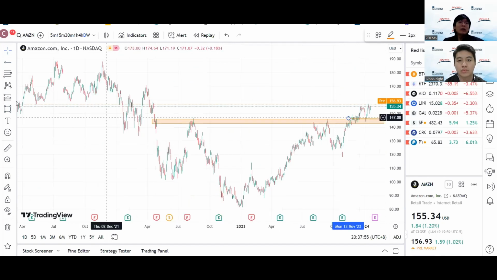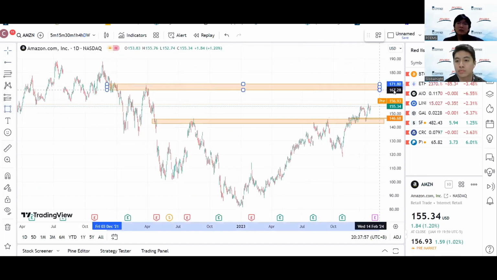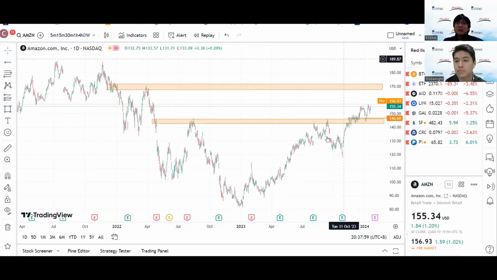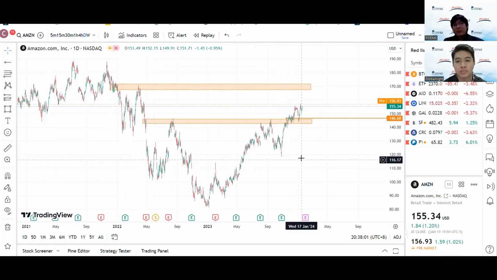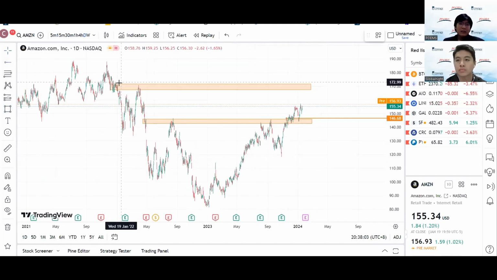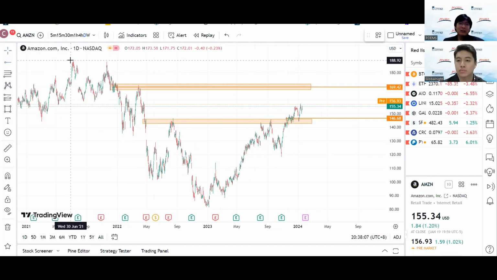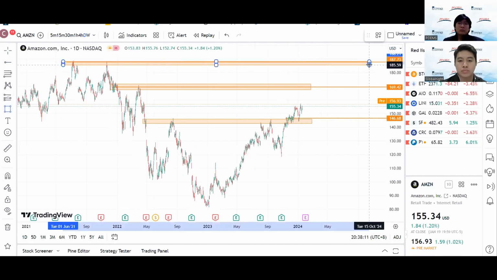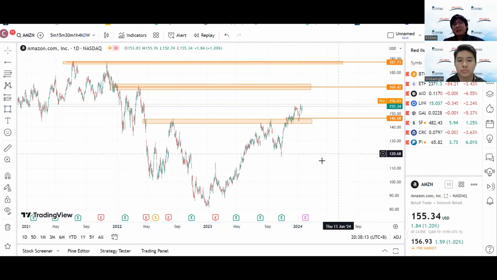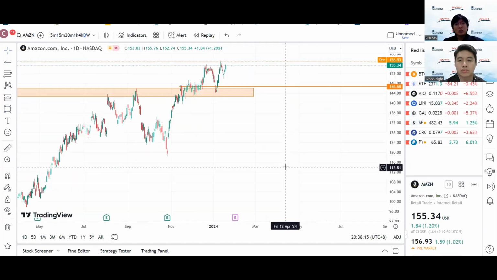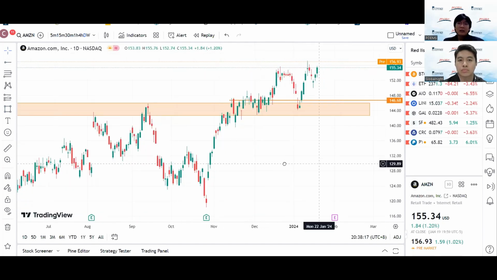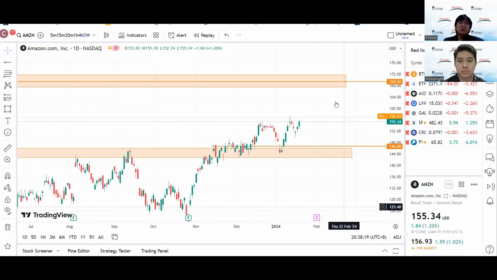Okay, so where Amazon might potentially be running to next is 170, the next level. Technically it's just this level, otherwise the next one will be at the 180, 190 area. So it's the same story. Even if you do covered calls, or just normal equities trading, price will always move level to level.